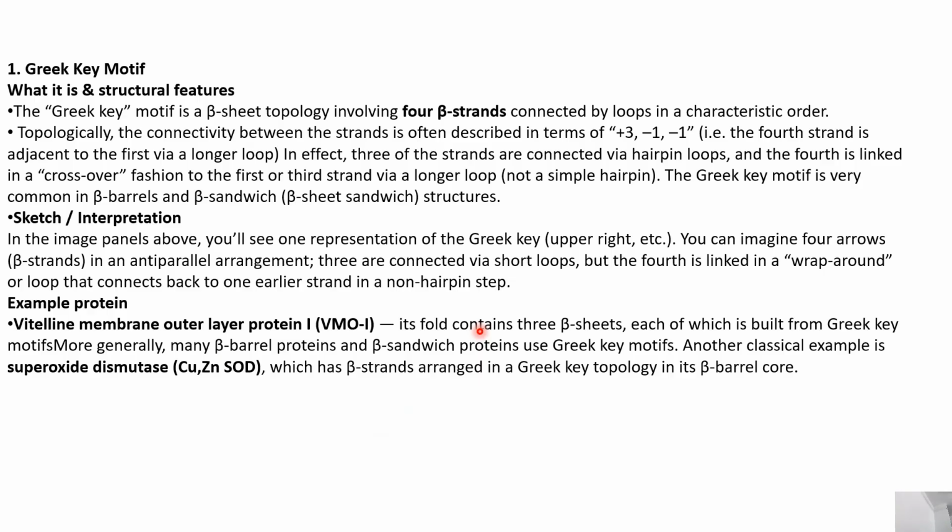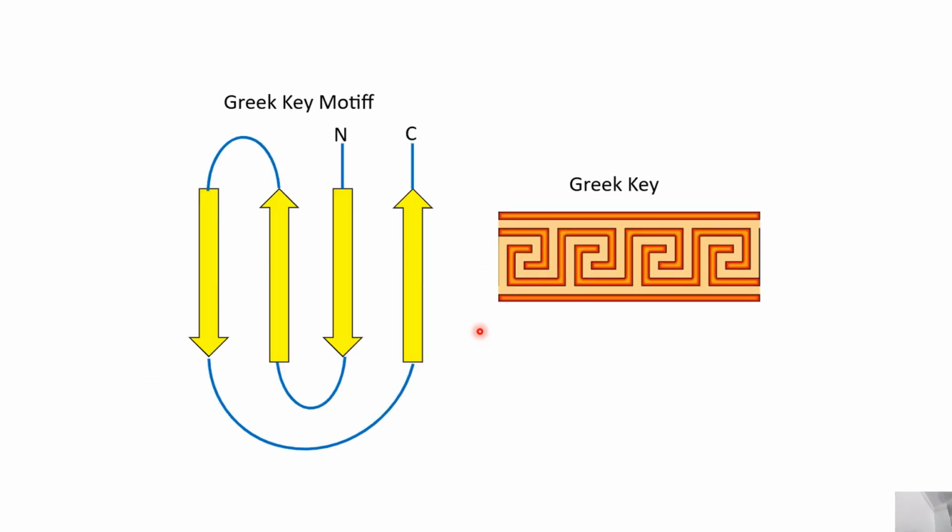Kind of, you see, an anti-parallel, all of these. So the Greek key motif is a beta sheet topology involving 4 beta strands connected by loops in a characteristic order, right? Topologically, the connectivity between the strands is often described in terms of +3 -1, as the fourth strand is adjacent to the first via a longer loop that we can see over here, right? Fourth strand is this one, adjacent to the first strand via longer loop. Longer loop is this.